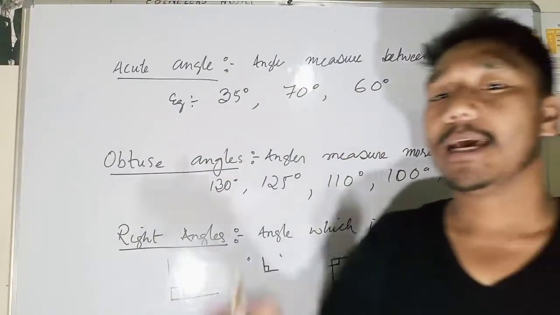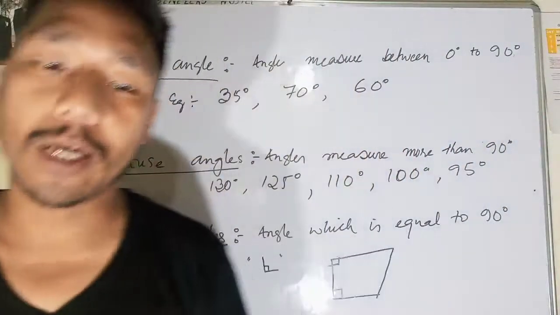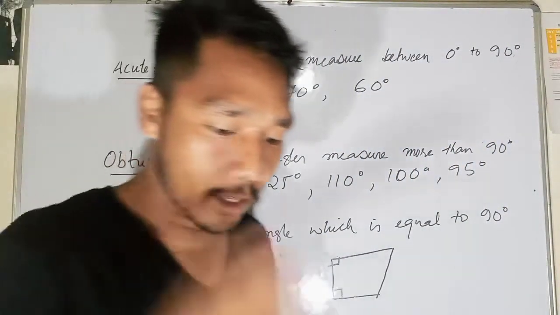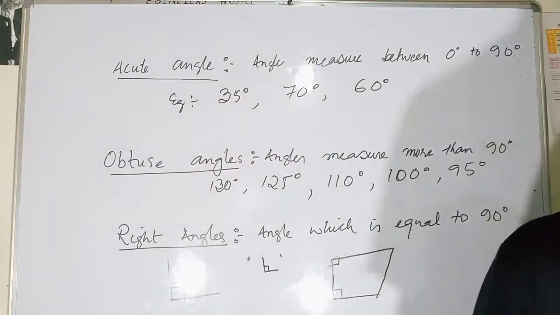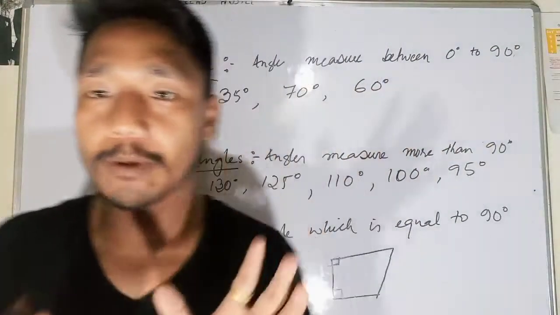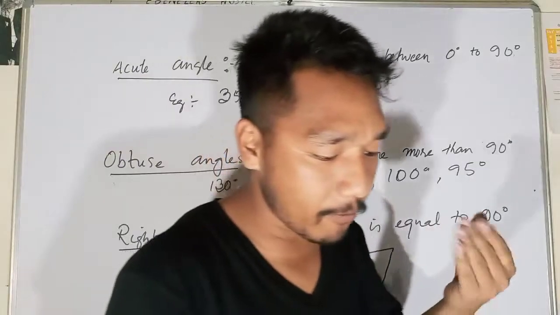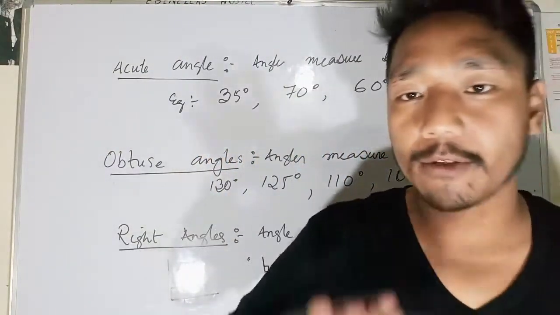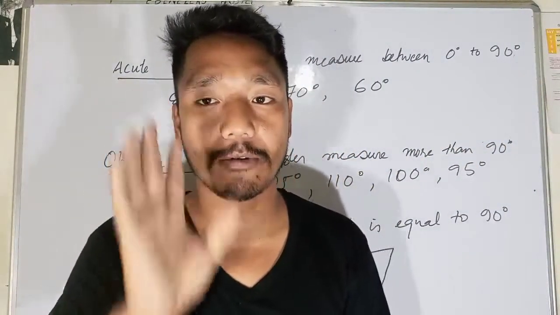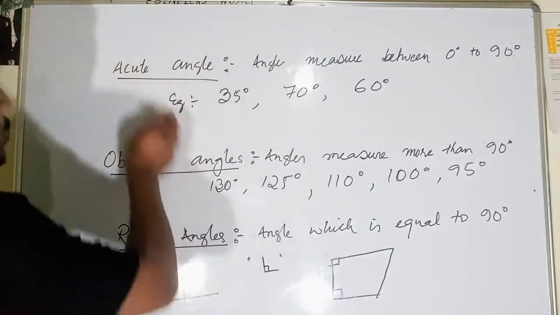What is the right angle? It's the angle which is exactly equal to 90 degrees. So this is all about the types of angles, and based on these ideas, all the topics from question number 6 to question number 12 have been explained. They are all theoretical answers, and you have to answer them by yourself. Anyway, let's go to the next question.